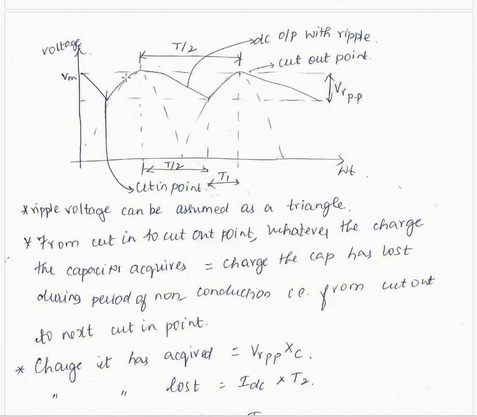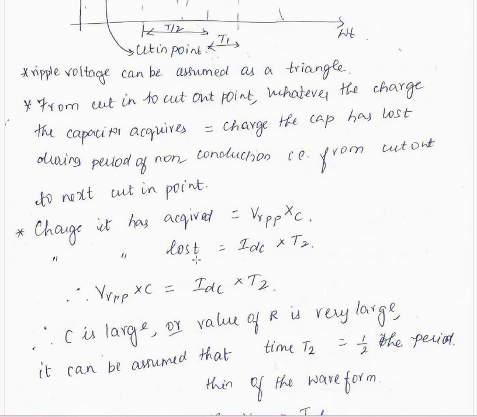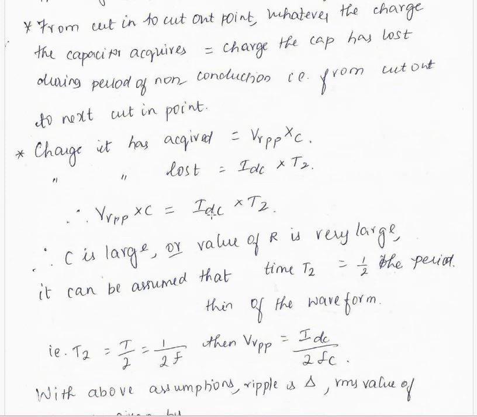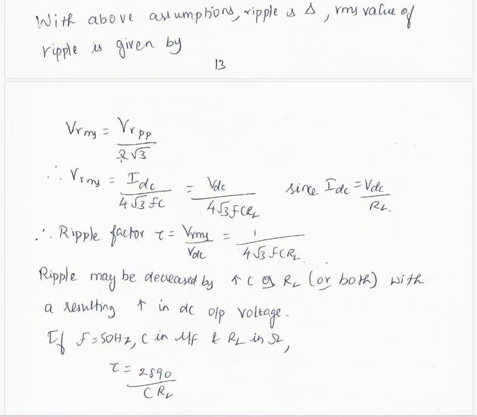Here is the period where charging happens, and here discharging happens. The discharging period starts at the cut-out point from the top to here, and the charging period starts at the cut-in point. The discharging time from the peak point is T/2, and the charging time is T1. So the charge acquired is VR peak-to-peak times C, and the charge lost is IDC times T2. Charge acquired is equal to charge lost, and then VR peak-to-peak is IDC/2FC.